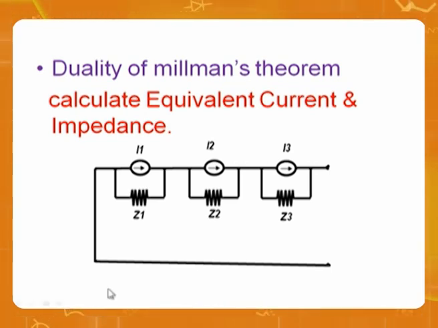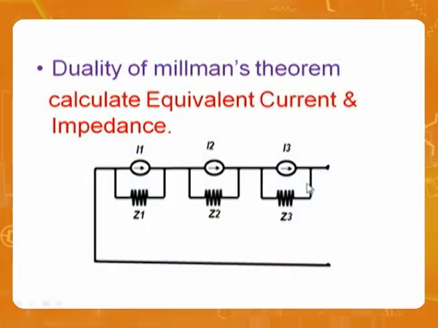For the duality of Millman's theorem, look at this circuit, they are all connected in series. When they are connected in series, what happens is the total voltage increases. As I told you, in series you can never increase current, only voltage can be increased. For example, call these V1, V2, V3. Then the total impedance we need to calculate.